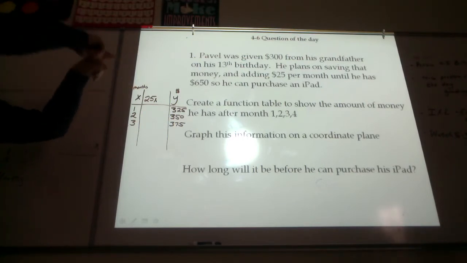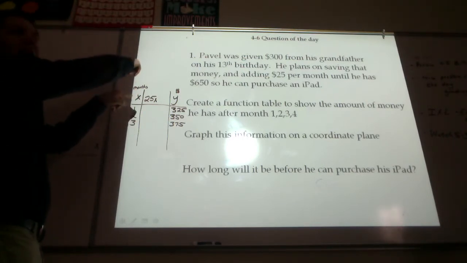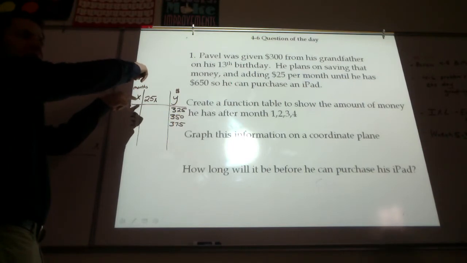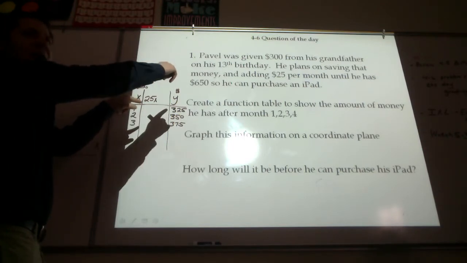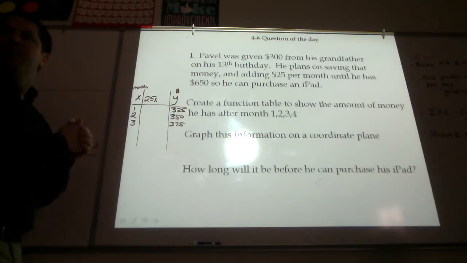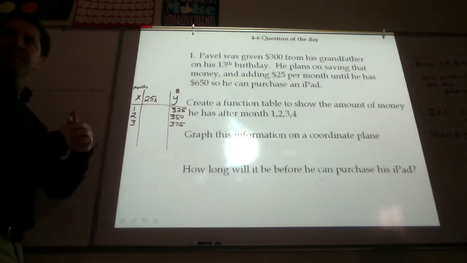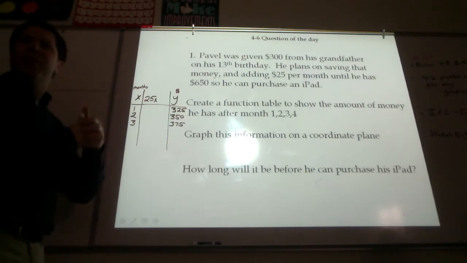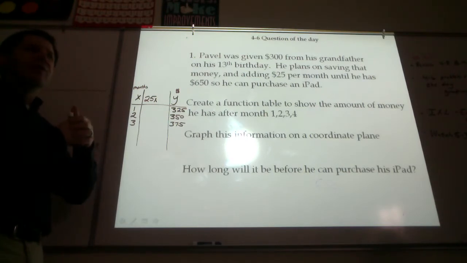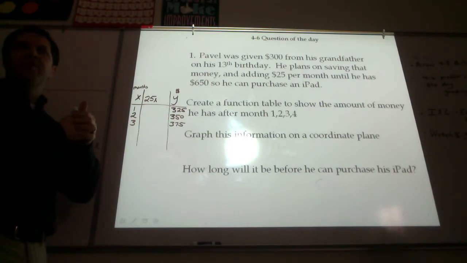Now if you climb up, if you go up 25, because we're putting in $25, and over 1 month, you should be on the next point. Does everybody see that? Up 25 over 1. That's our unit rate of $25 per month. Kids, when you're doing that, you're finding the slope. Okay? Unit rates are slopes. Slopes are unit rates.